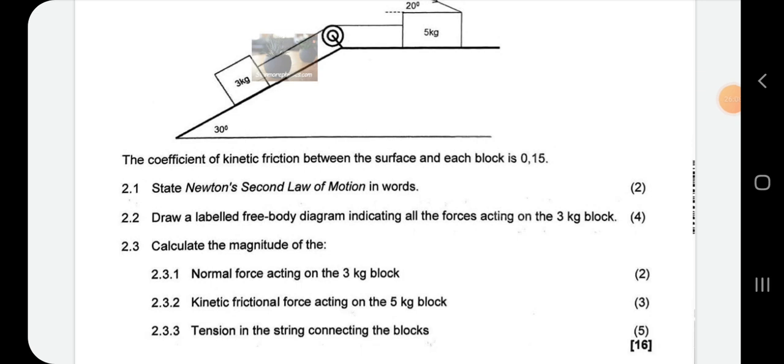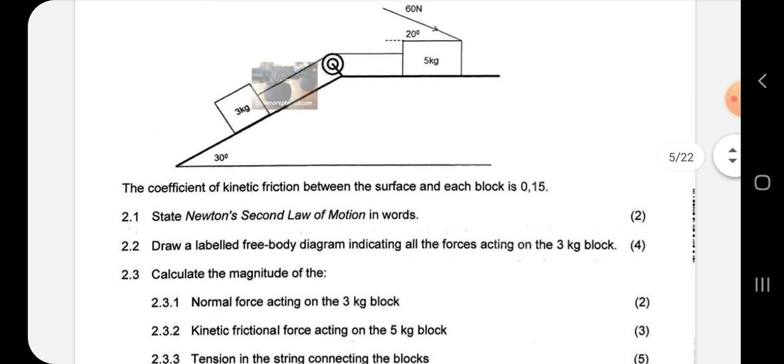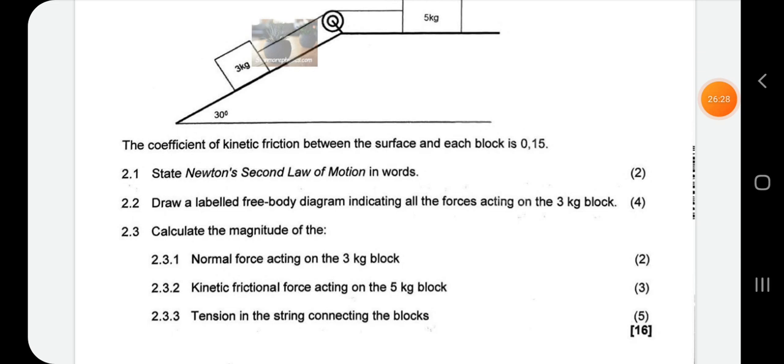So here we look at the tension in the string connecting the blocks. That straight line is the string, and that is what we want to calculate. With this tension in the string, we have to choose whether left or right is positive. You have to know that for you to make this calculation. So we will say left is negative and right is positive.